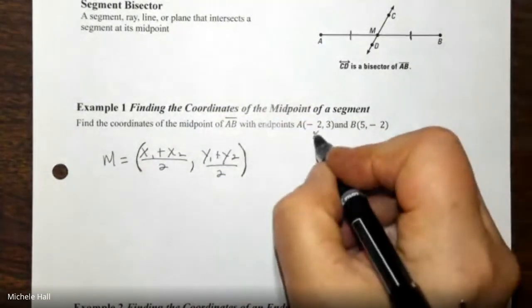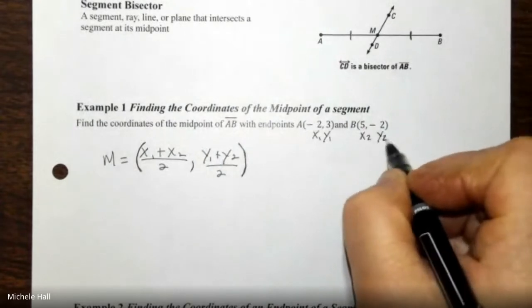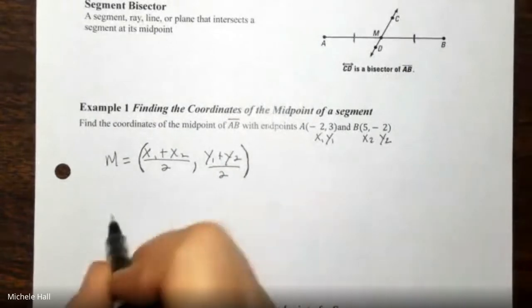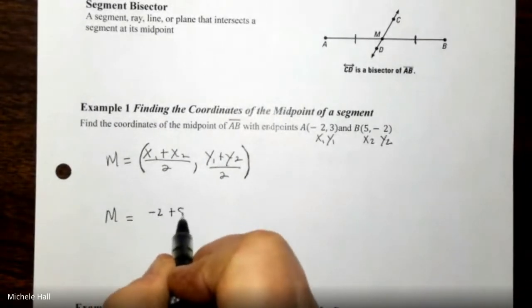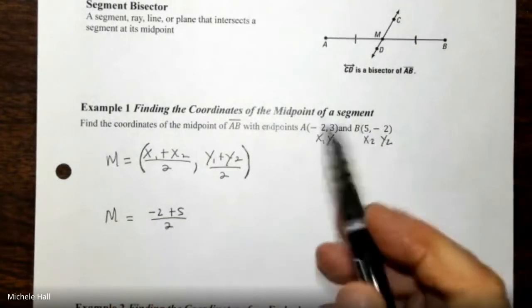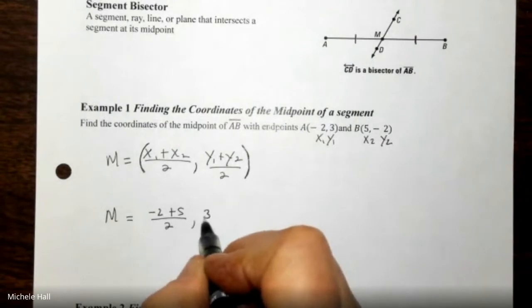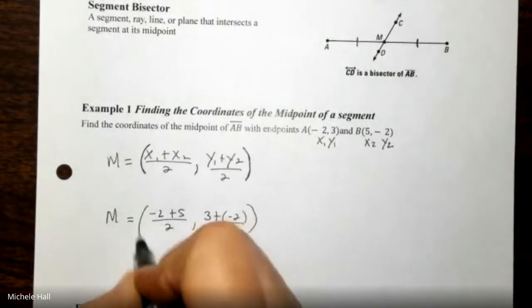Here we have x1 and y1, our first point. We have x2 and y2, our second point. The midpoint equals -2 plus 5 divided by 2. I'm adding up my x's. And my y's would be 3 plus -2 divided by 2.